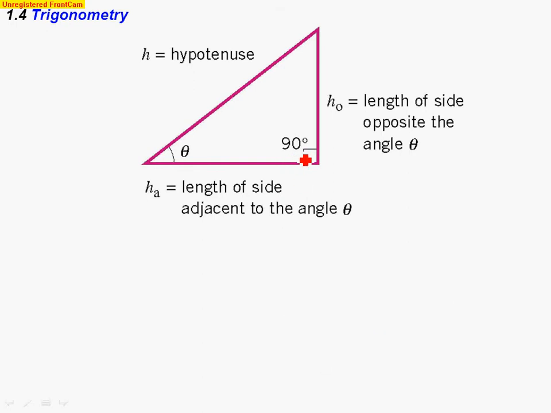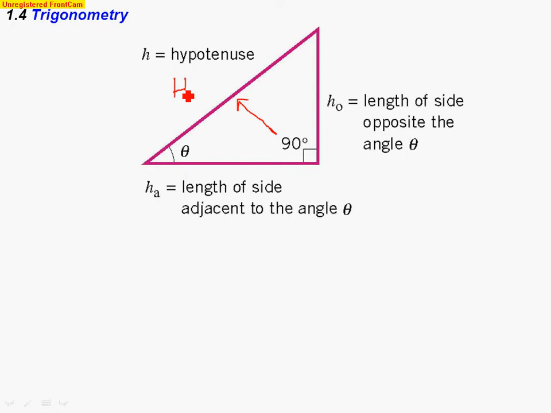Okay. So before we can start talking about doing any math with this, we need to define some parts of this triangle. So the side of the triangle that faces opposite of the 90-degree angle is called the hypotenuse, or H. A lot of times we use a capital H instead of lowercase h, both to represent the hypotenuse.